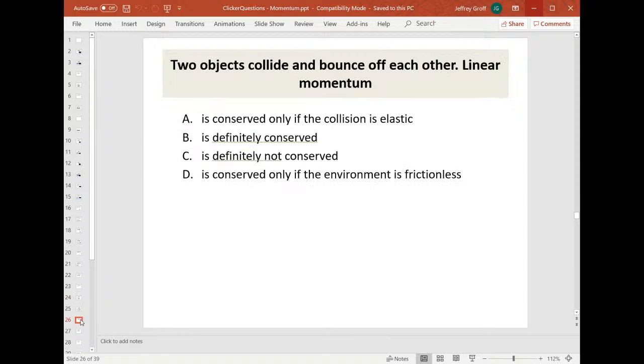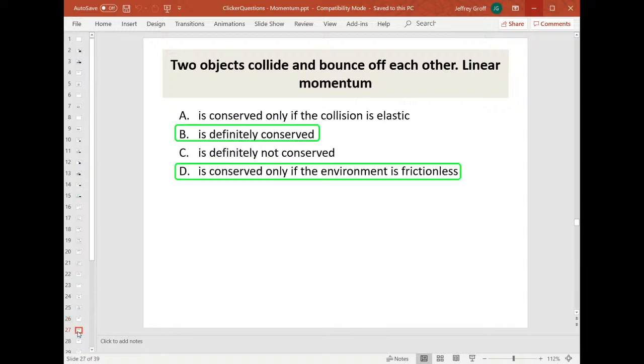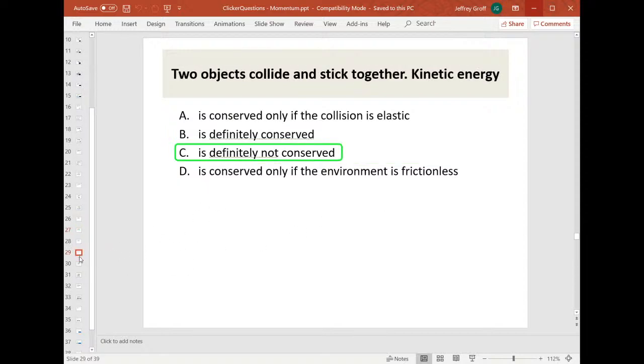I might have one more here. This one's easy. Two objects collide and bounce off of each other. Linear momentum is definitely conserved, or this is a poor question for an exam. Conserved only if the environment is frictionless. So both of those answers would be correct. Two objects collide and stick together. Kinetic energy is definitely not conserved.